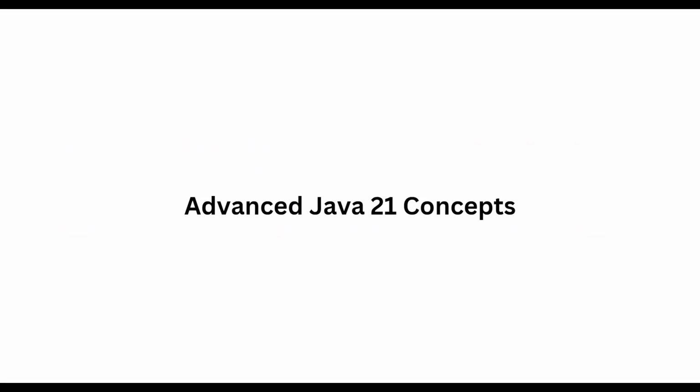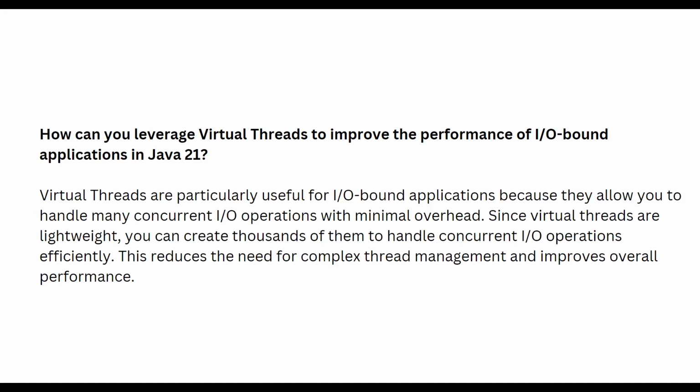Now, advanced Java 21 concepts. How can you leverage virtual threads to improve the performance of input-output bound applications in Java 21? Virtual threads are particularly useful for input-output bound applications, which we have already talked about, because they allow you to handle many concurrent I/O operations with minimal overhead. Since virtual threads are lightweight, you can create thousands of them to handle concurrent I/O operations efficiently. This reduces the need for complex thread management and improves overall performance.